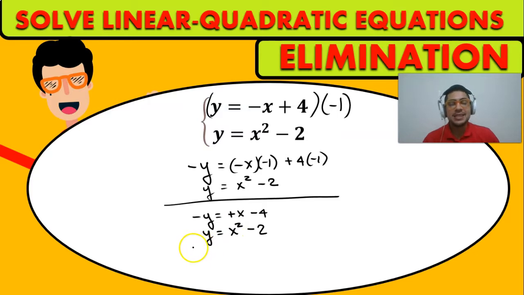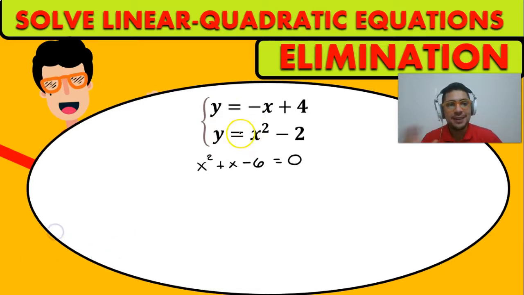Now the last step, guys, is to add like terms, right? In this case, we have minus y and y, those are like terms. Minus y plus y is going to be 0, and that is going to be equal to x squared. There's no x squared in the first one, so that's x squared. We have plus x, and then we have minus 4 minus 2, which is going to be minus 6. And that is the equation that we're going to solve. Now I have cleared a little bit the whiteboard here. So it's x squared plus x minus 6 is equal to 0. And now we're going to solve that equation.